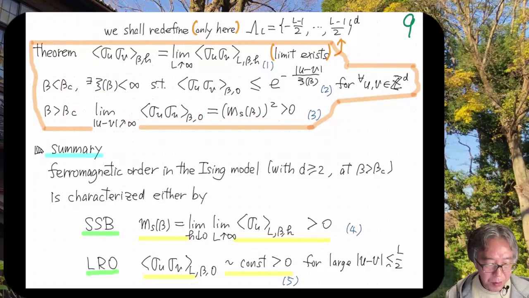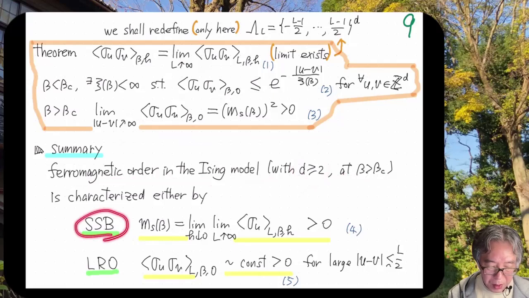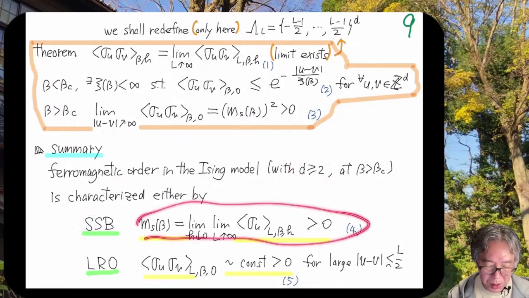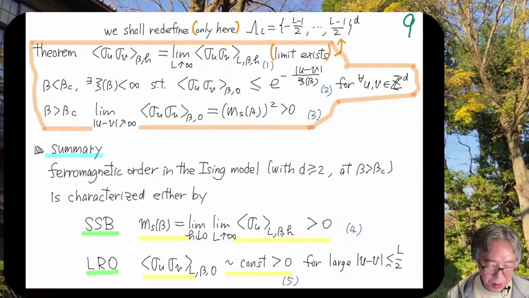Okay, so to summarize, we have seen that the ferromagnetic order in the Ising model in dimensions 2 or higher and in low temperatures can be characterized either by a spontaneous symmetry breaking, which is this. So this is the spontaneous magnetization. So non-zero spontaneous magnetization, or by a long-range order, in which case we look at the correlation function at zero magnetic field. And if it does not decay, we see that there is a long-range order. Okay, so this is what we know about the Ising model.